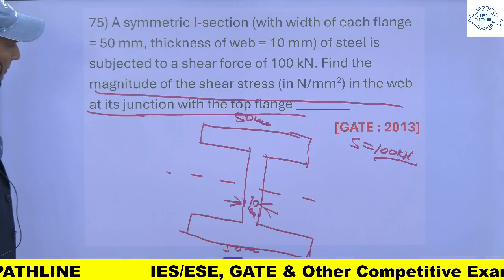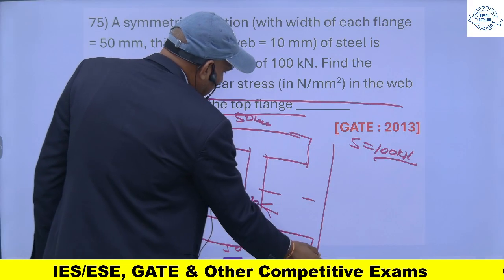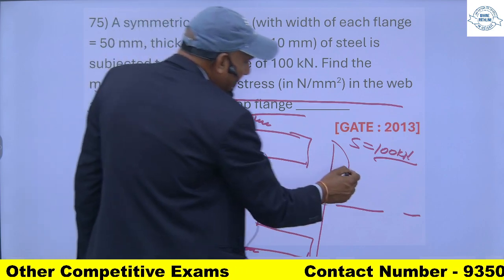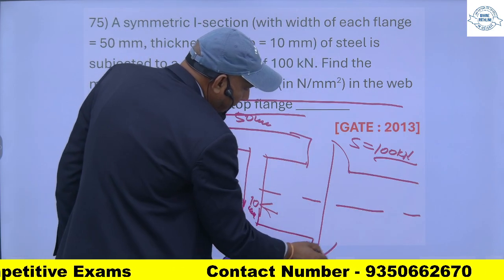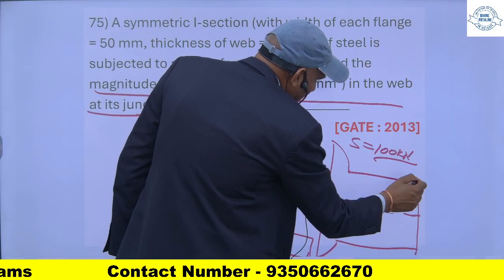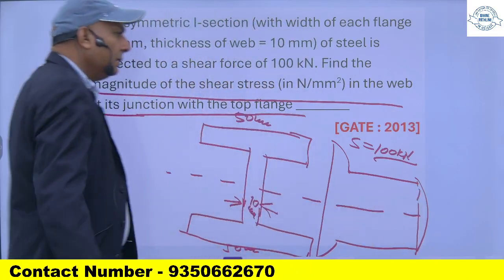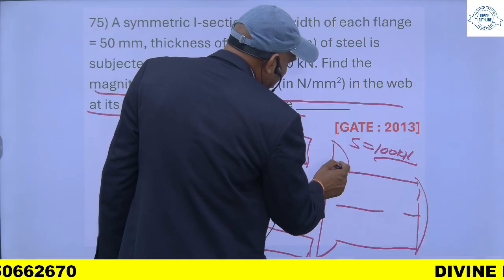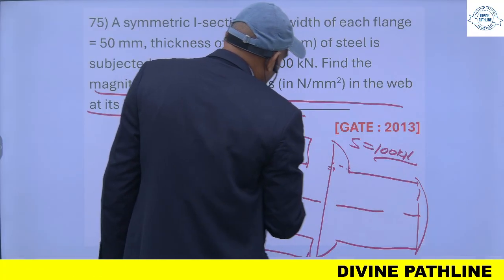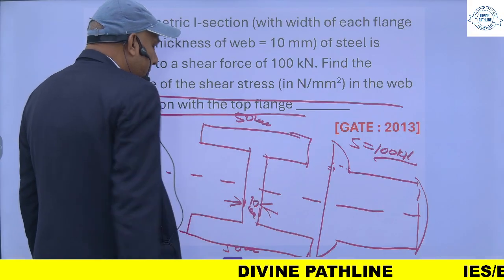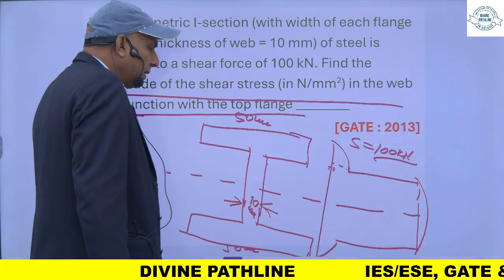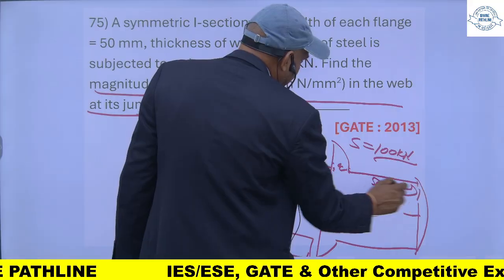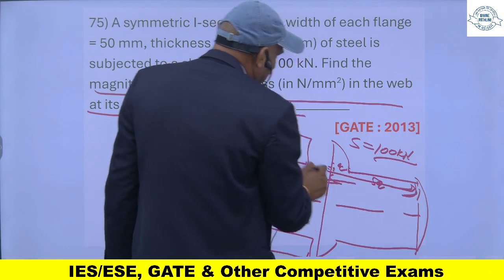Its stress diagram will be like this. It will vary like this, and suddenly in the web it will increase like this, and then again increase. So this is the shear stress distribution. At this junction, my stress will suddenly jump by the ratio of the flange width to the web width, so it will be 50 upon 10, 5 times. If this is Q, this will be 5 times Q. So I have to find this stress.